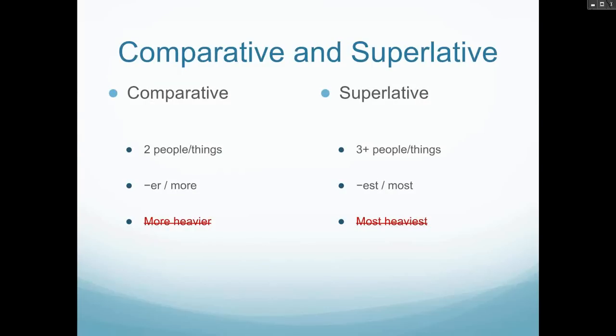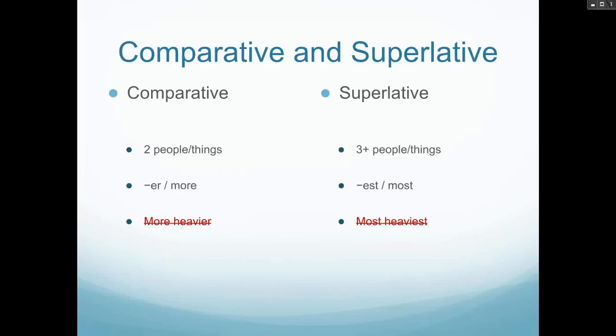So one last thing here, comparative and superlative, which are confusing sounding words, but all it means is comparative is when you're comparing two things, two people or two things. So you use ER, okay? Or you use the word more. You don't say more heavier. You just say more heavy or heavier.